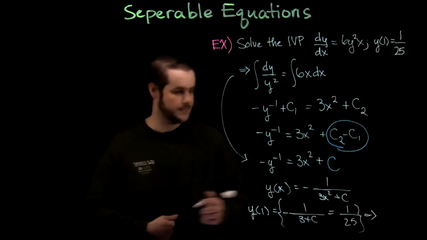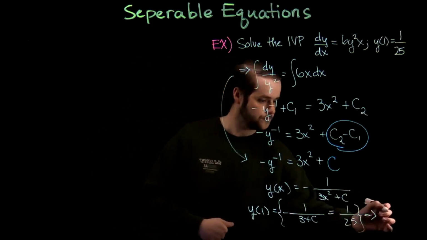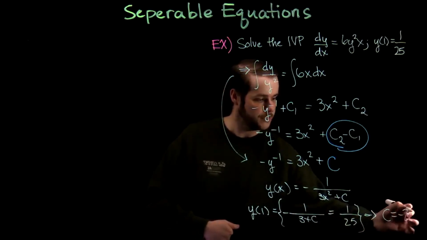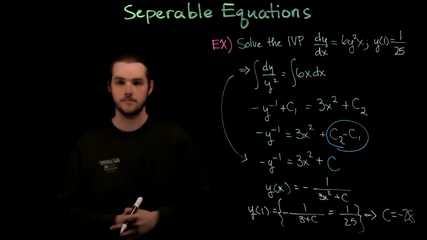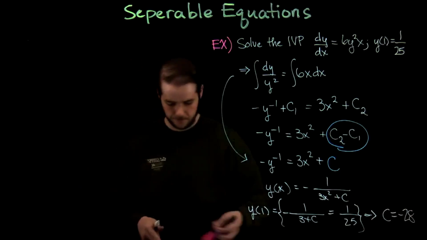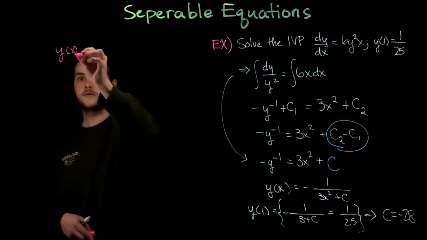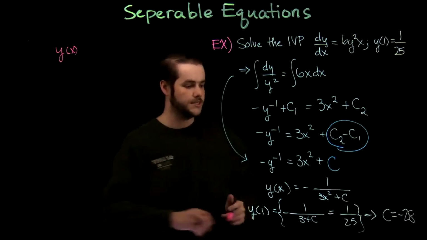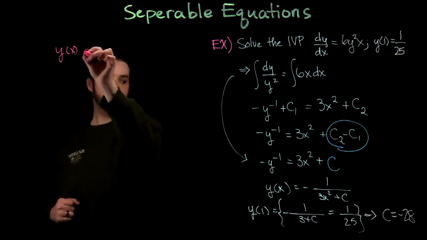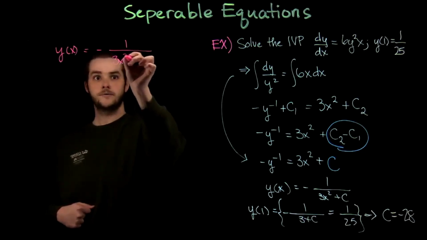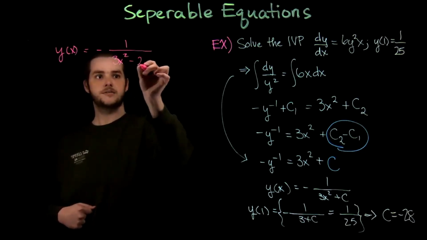So that means that c should equal negative 28. Altogether now, y of x, now that I know what c is, is negative 1 over 3x squared minus 28.